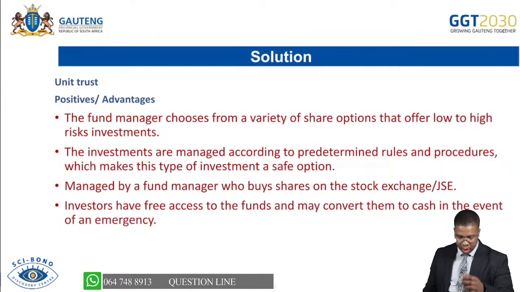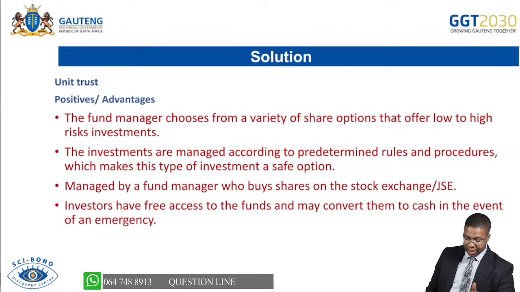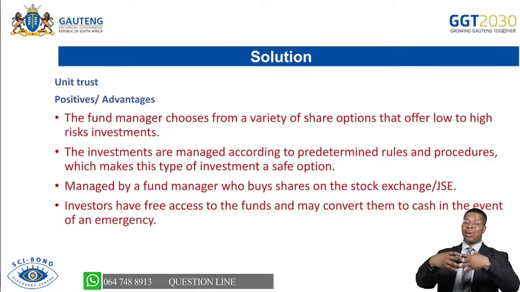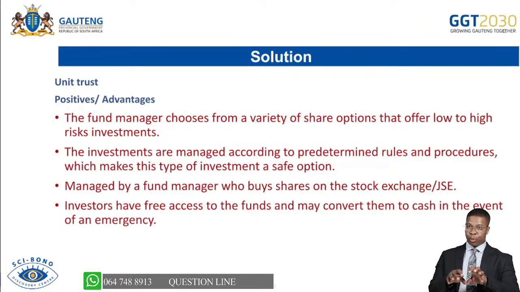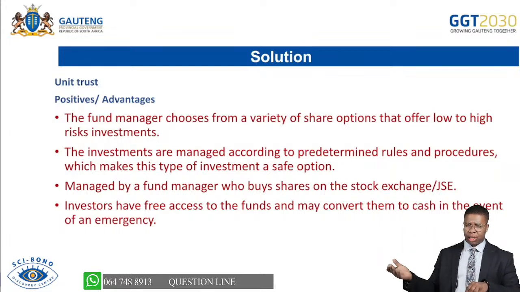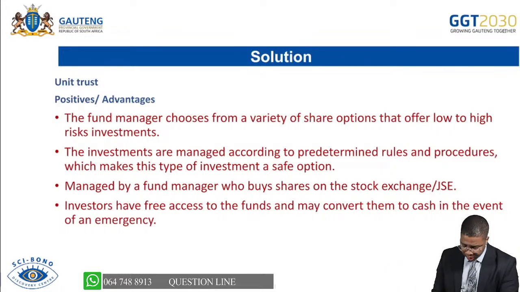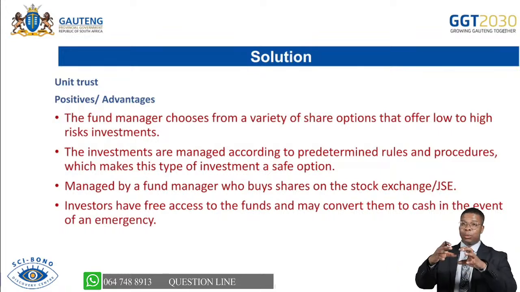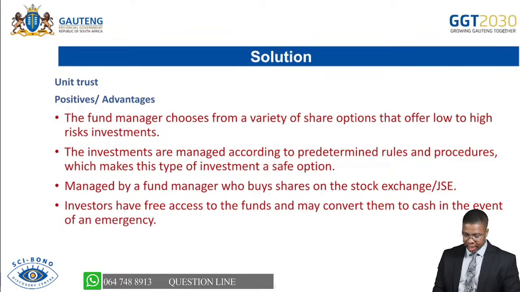Now, unit trust, what are the positives there? The advantage with the unit trust is that different investors come together and put money into one unit trust, and the money is used to invest in different types of shares on the JSE, for instance. So the advantage is that this money that is pooled together from the different investors is, number one, used by what now?